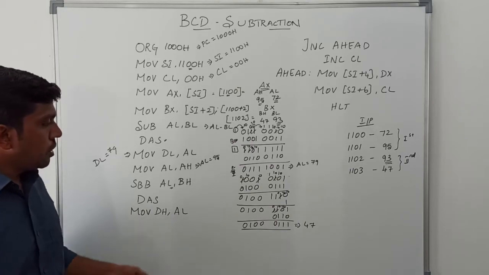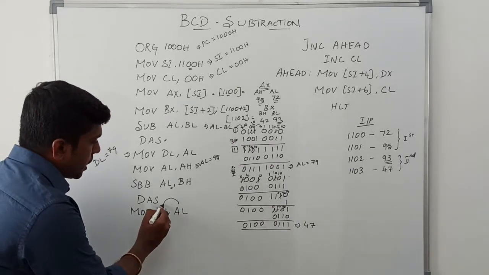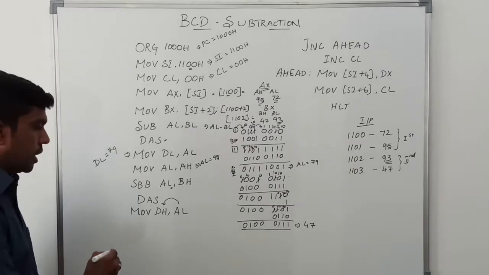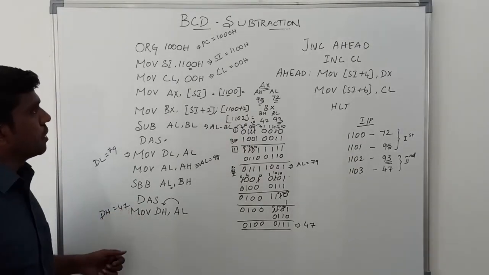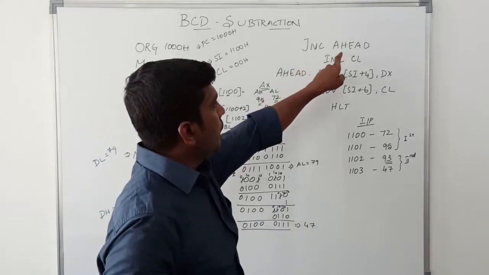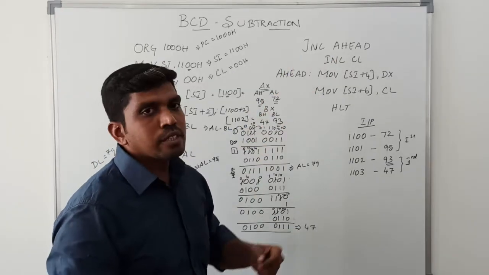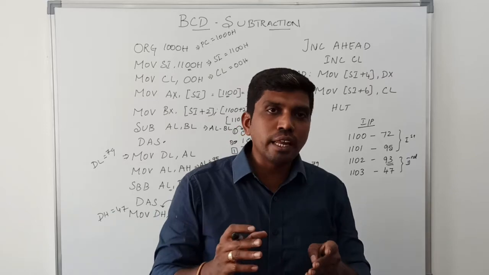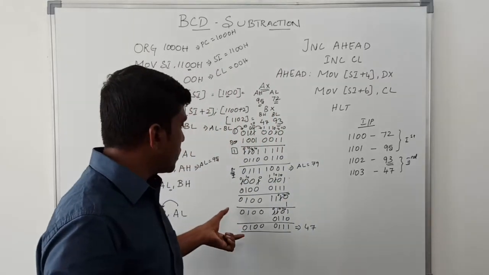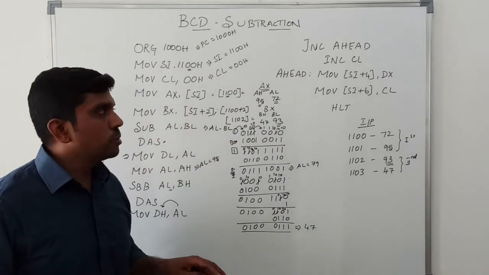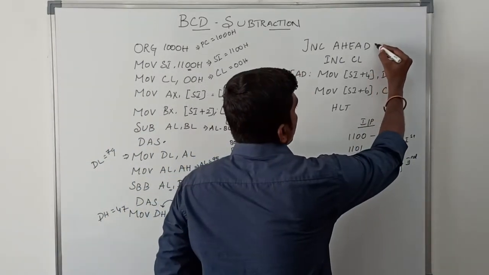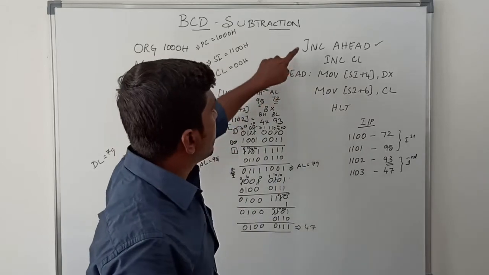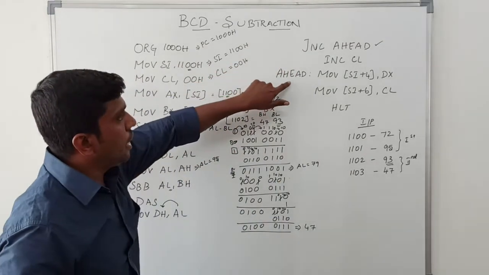MOV DH, AL. Whatever value is present in AL, that content is transferred to DH. So the DH value is 47. Then JNC ahead. This instruction is just checking the condition: is there any carry or no carry? In this subtraction there is no borrow, so there is no borrow present. So this condition is true. For JNC ahead, the program counter skips the location to ahead.